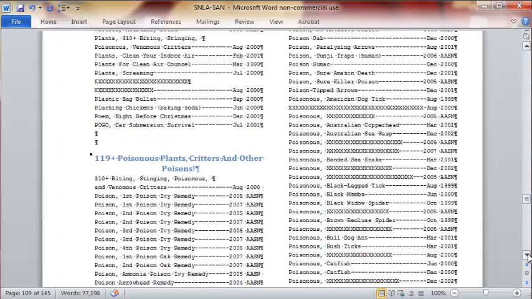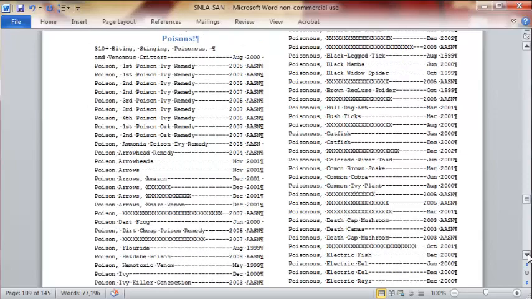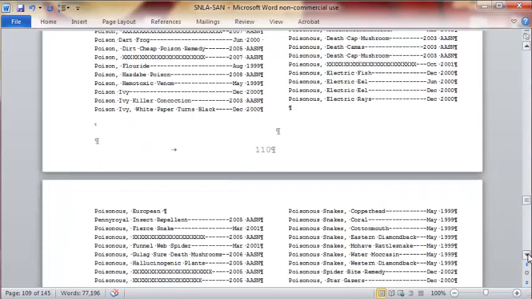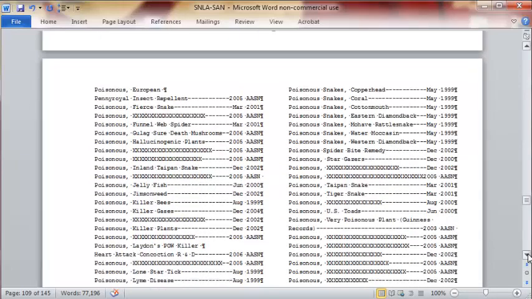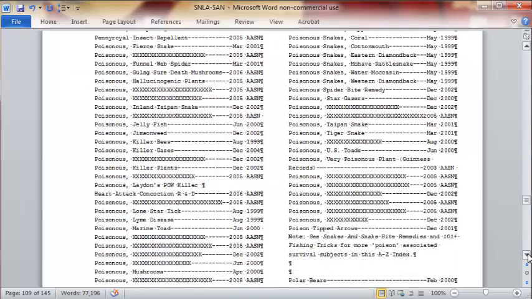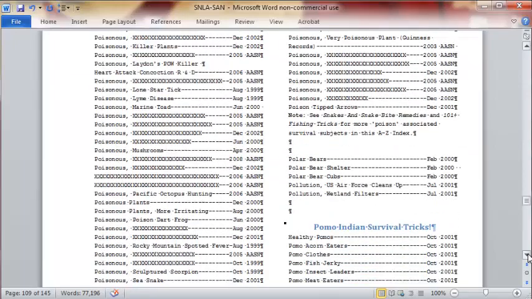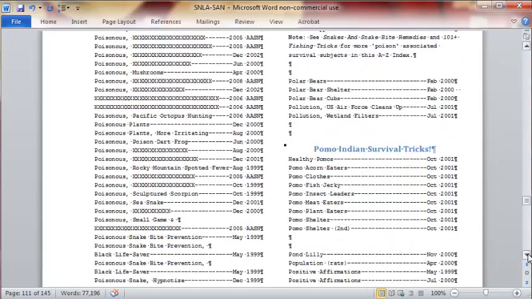119 poisonous plants, critters, and other poisons, and I X'd some of that stuff out because I didn't want you to get any ideas or get me in trouble, you know. But when you get the real survival program, you're not going to get the sanitized version of this A to Z index. Nothing's X'd out. You're going to see it just like what you pay for. But then again, like I tell you, it's an information product only.